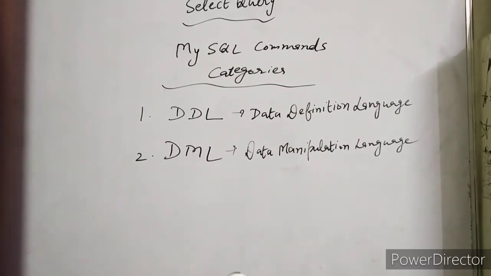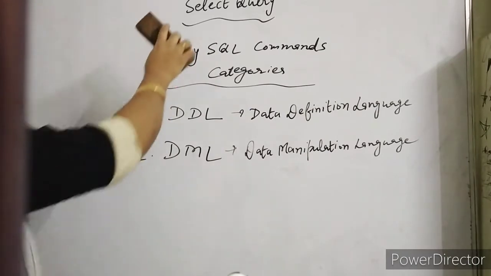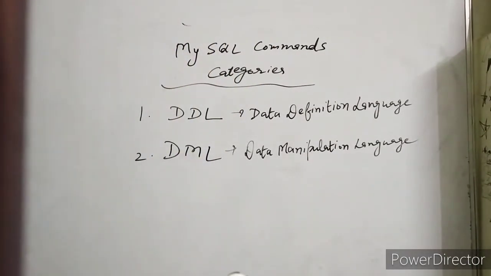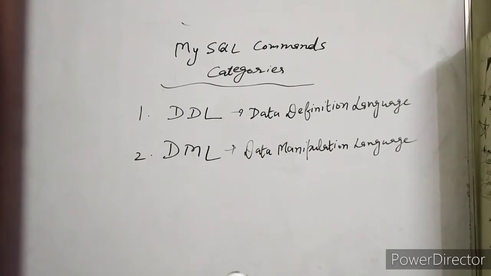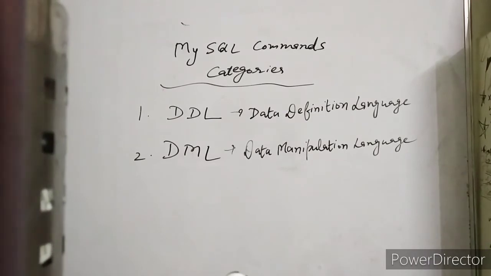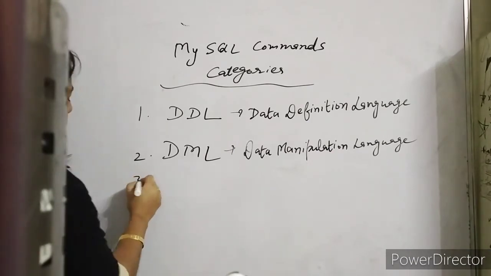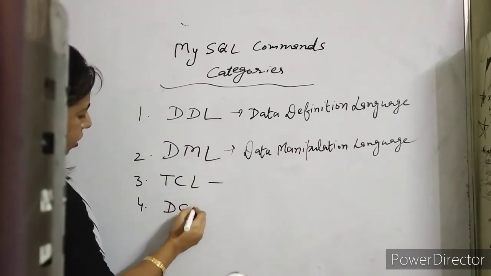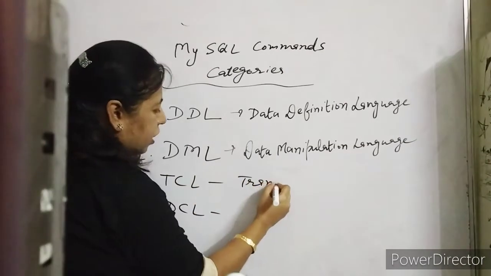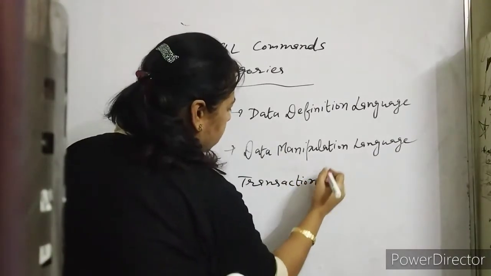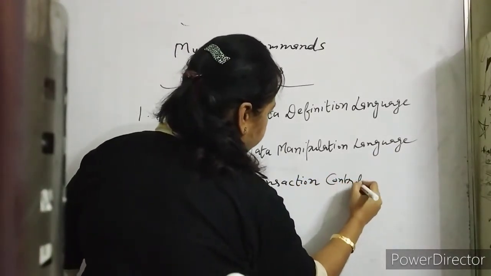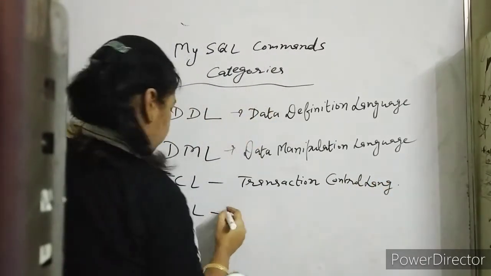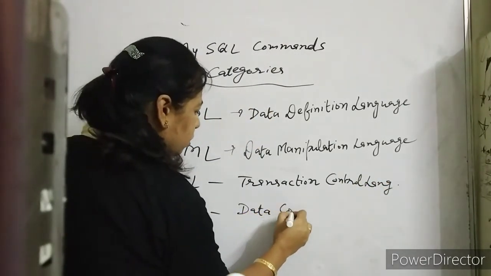Select query I will cover after that. First you write MySQL command categories. MySQL commands are categorized basically in 4 categories, but only 2 categories are in your syllabus. I am writing the names of the other two also so that you are aware of them: TCL and DCL. Clear? But these 2 categories you don't have to study in your syllabus. Transaction control language, and the fourth one is data control language.